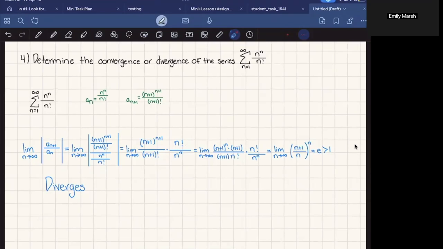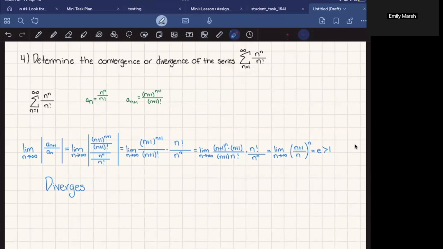Hello, everyone. Today we'll be doing question 4 for ratio tests for convergence review. If you have any questions about the actual ratio test itself, there will be a separate video for that. So let's dive into question 4. Determine the convergence or divergence for the following series.